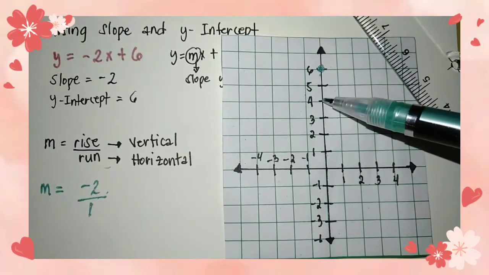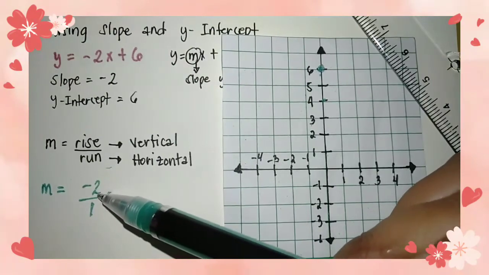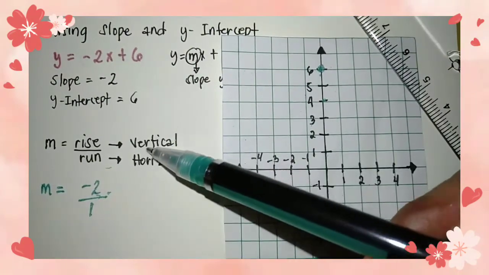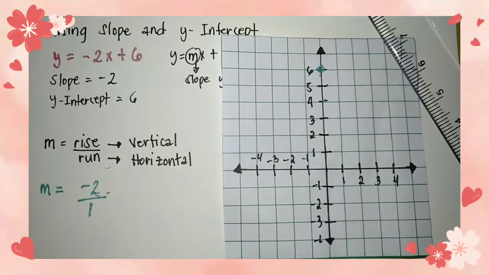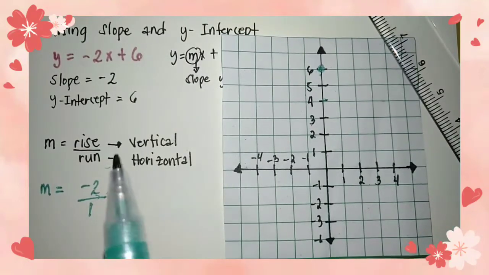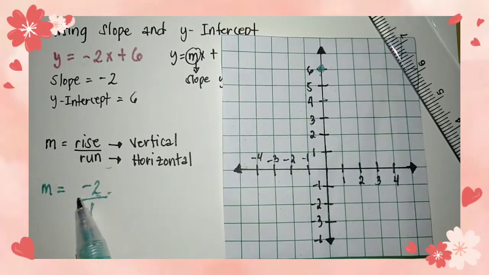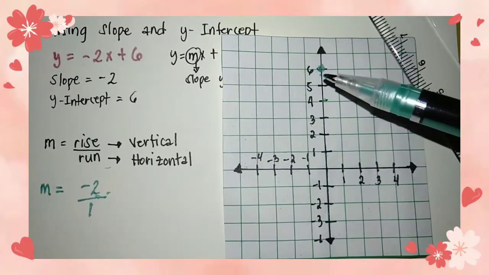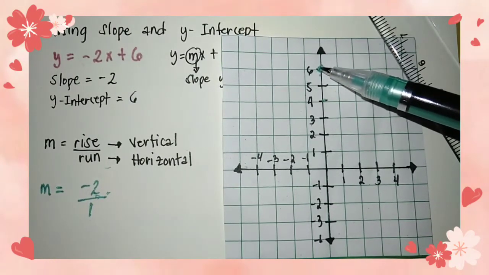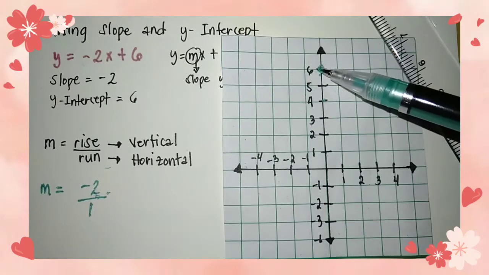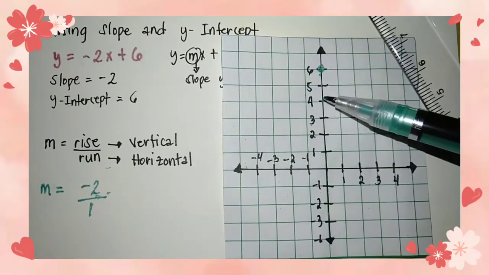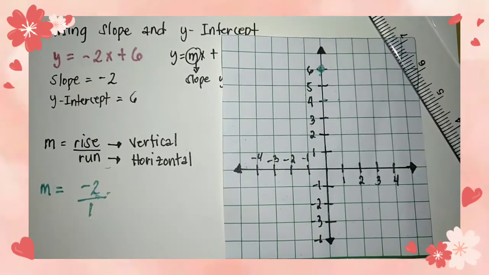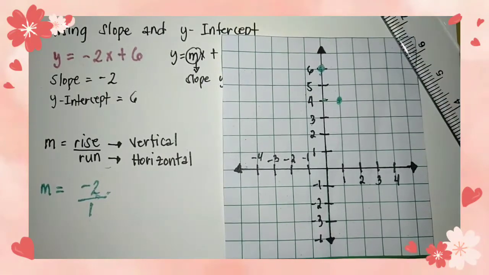Meron pa tayong run. So, lagyan muna natin ng tanda yan. Ito yung run. Si run naman is yung change in horizontal. Since ang ating horizontal line is dito, so left or right siya. Since si 1 natin is positive 1, so we have change in vertical or the rise, negative 2, 1, 2, and positive 1. Ito yung ating magiging run. So, meaning to say, nandito yung ating second point. Alright? Then, right after that, we are going to connect the dots.